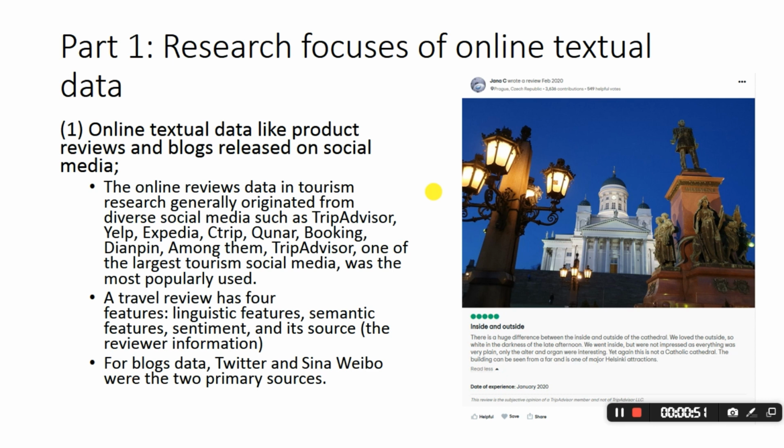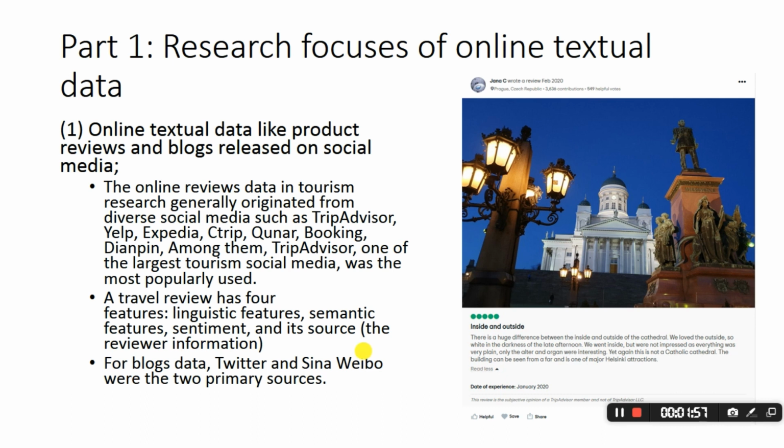Generally, a review includes four basic components: the linguistic features, semantic features, sentiment features, and the review information. Linguistic feature means the amount of words in the review, or is the review easy to understand, up-to-date information, its relevancy. Semantic feature means the words and topics in the review. Sentiment feature means the emotions reflected from the review. Is it a positive review or a negative review?